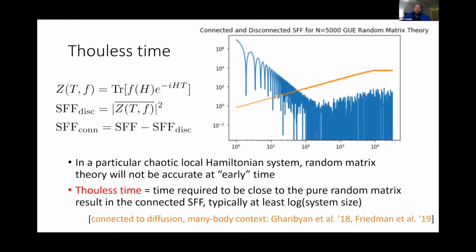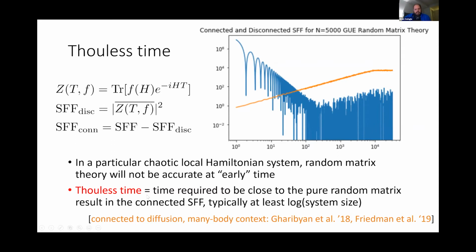Let me introduce an important notion, which is the Thouless time. This is just defined as the time for the system to come close to the pure random matrix result in the spectral form factor. To be precise, I'm going to consider this connected SFF. So I'm going to take the spectral form factor and subtract the disconnected part, which is just the average of the time evolution operator, whole quantity squared. So this is going to decay to 0, and then this connected part will give you a nice clean ramp. That's what's shown in the orange line here. And again, I'm only interested in the ramp part.